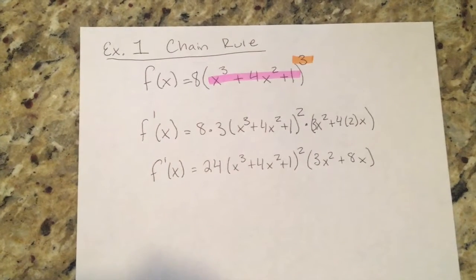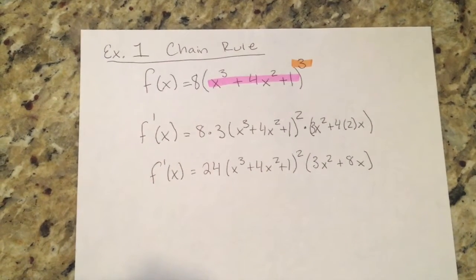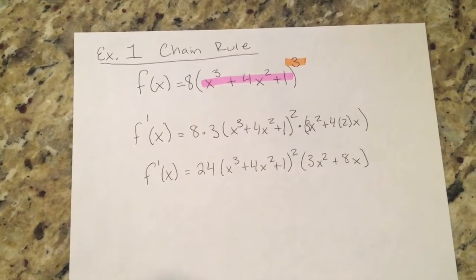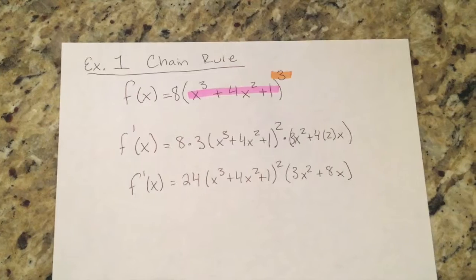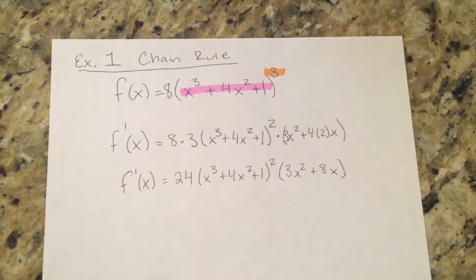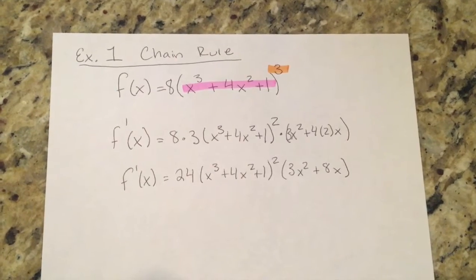You know when to use the chain rule when there are multiple functions within the function. And that sounds a little confusing, but let's try an example. If f of x equals 8 times quantity x cubed plus 4x squared plus 1, all cubed, then our outside function is going to be the quantity cubed, and our inside will be that polynomial in pink.